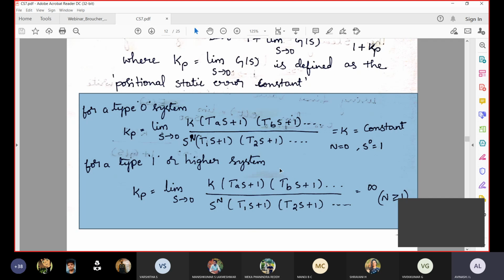Okay, so type 0 system means that for this general equation for the Kp, N is replaced with 0. So type 1 means what? N will be greater than or equal to 1. Okay. So now type 0 system is what you are considering for this general equation.